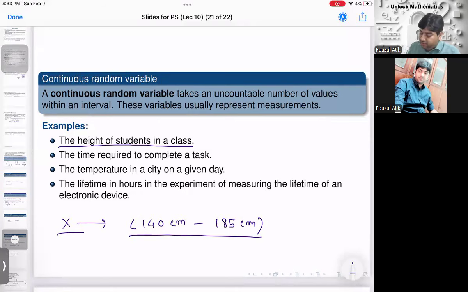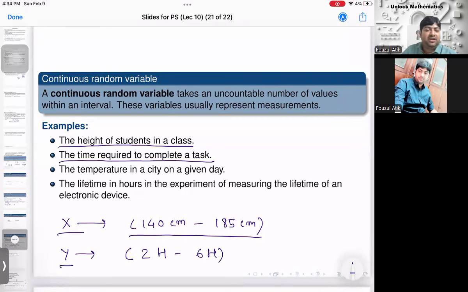Again, consider the time required to complete a task. Suppose y is a random variable, the time required to complete a task, and suppose the time is between 2 hours and 6 hours. Within this 2 to 6 hours, y can take any kind of time. You can have microseconds, nanoseconds. You can divide the seconds also an infinite number of times. So it is uncountable again, and y is a continuous random variable in this case.